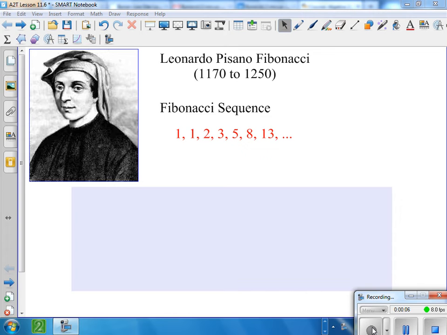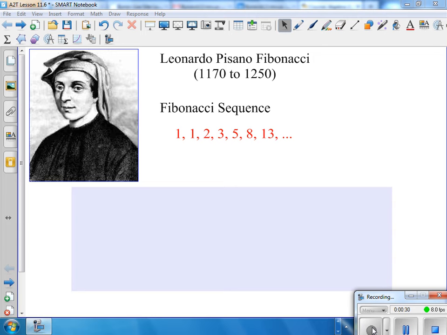Lesson 11.6, we're going to talk about recursion and some special sequences, and also talk about iteration and finding three iterates for a given function. When we talk about special sequences, there's one sequence that's probably the most famous, and that's called the Fibonacci sequence.